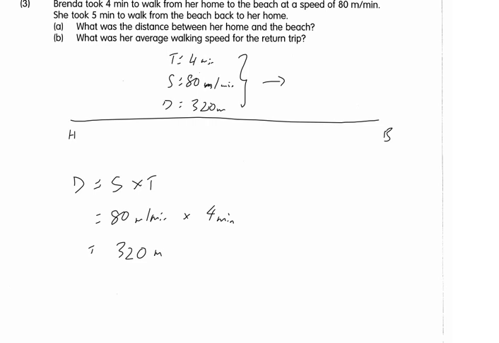Correct. So, we need to have another piece of information. The distance from the beach to home will remain unchanged, yes or no? Yeah. 320 meters. By the time taken now, she took 5 minutes instead. So, are we able to find the speed? Yeah. But do we need to find the speed?